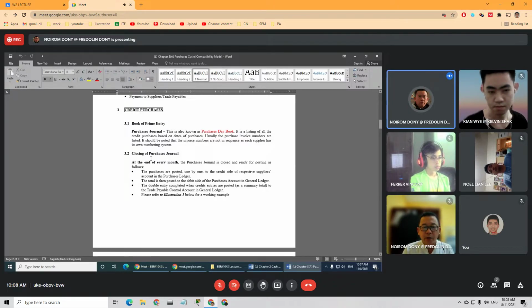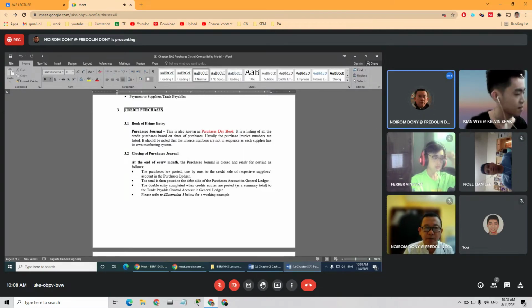Okay, and we have closing of purchases journal. Meaning at the end of every month, we have to do this process. That is why the accounts department are very busy at the end of the month, because they need to do the closing. So the purchases are posted one by one to the credit side of the respective supplier's account in the purchases ledger. Remember, the purchases ledger contains individual trade payables accounts, isn't it? Individual trade payables accounts.